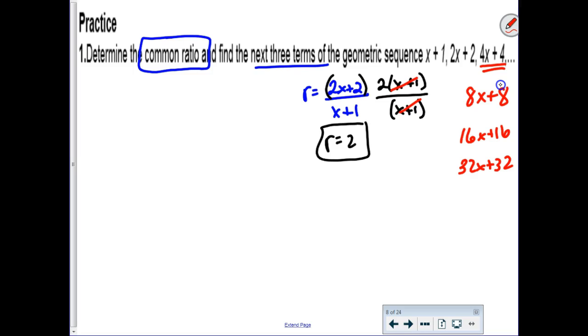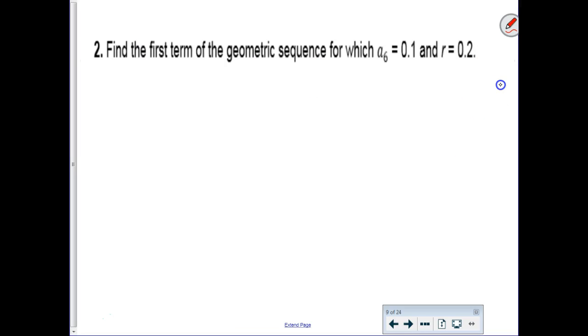All right, number 2. Find the first term of the geometric sequence, and then they give you a random clue about the 6th term and the common ratio. So again, keep in mind what the formula looks like. The nth term could be any term. It's just a general statement. And then if you have the first term, you could place it here. And then the common ratio to the n minus 1 power.